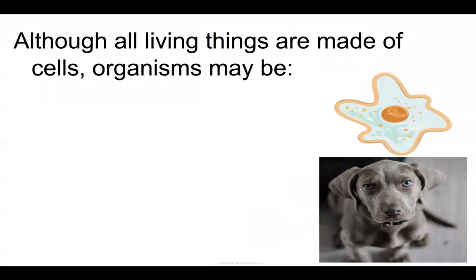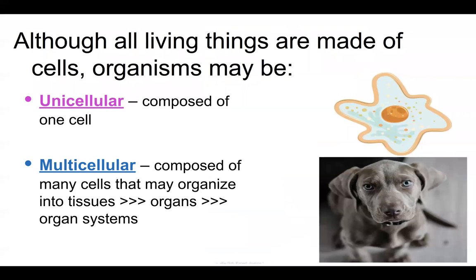So, although all living things are made of cells, organisms may be unicellular, composed of one cell, or multicellular, composed of many cells that may organize themselves into tissues, and the tissues organize into organs, and the organs organize into organ systems. This is an example of a unicellular organism. This is not an organism that is going to combine with other organisms and make a bigger organism. This is complete in itself. And this is, of course, an example of a multicellular organism.